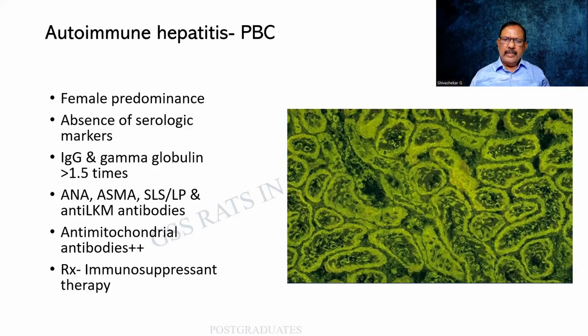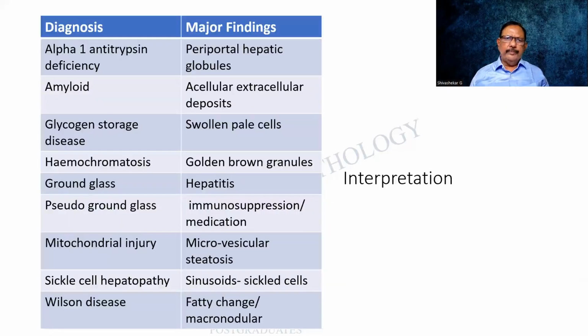Again, clinical history is of paramount importance. So these are certain diseases or disorders. And what do I find in the slide? There can be periportal globules, alpha-1 antitrypsin deficiency. Amyloid, we all know, acellular extracellular deposits. And glycogen storage, swollen cells. Hemochromatosis, golden brown. Ground glass hepatocyte, pseudo ground glass, immunosuppression, mitochondrial injury, microvesicular steatosis.